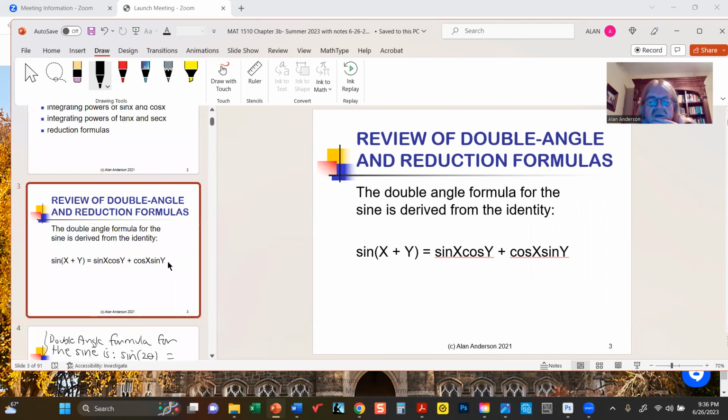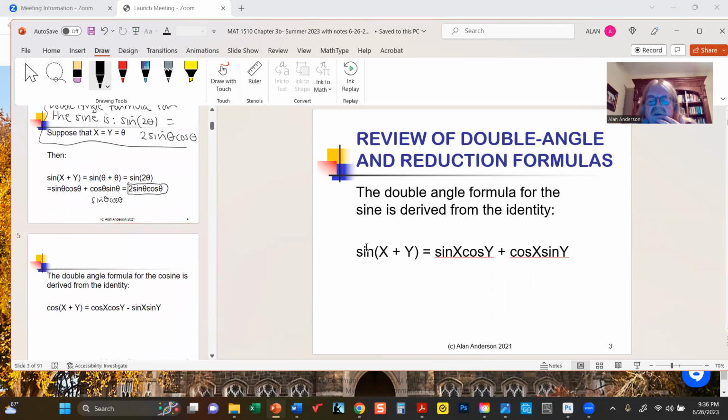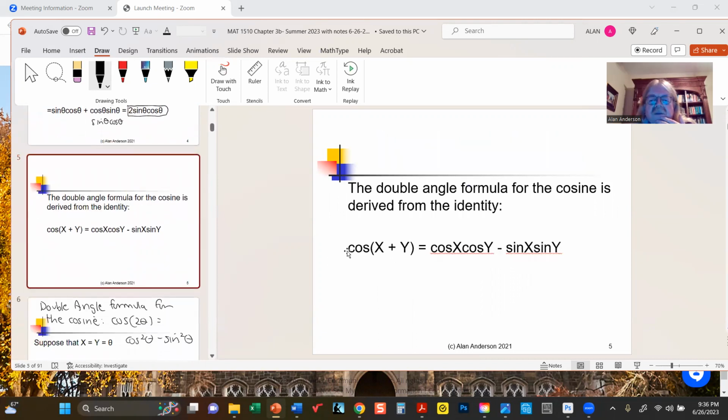So really, all of these results are just coming from these two formulas for the sine of x plus y, cosine of x plus y, and that one Pythagorean identity, sine squared theta plus cosine squared theta equals 1. With those three in hand, we can derive all of these results.